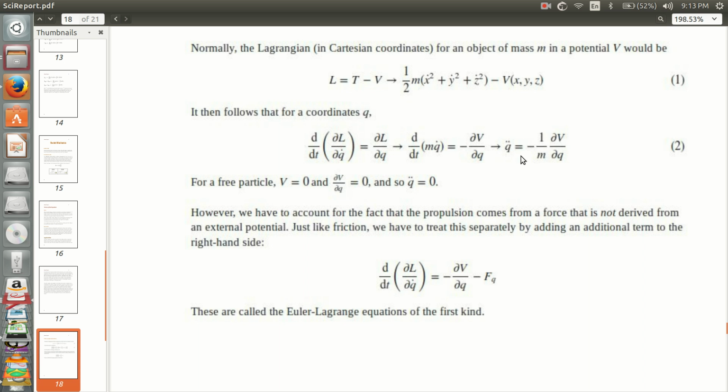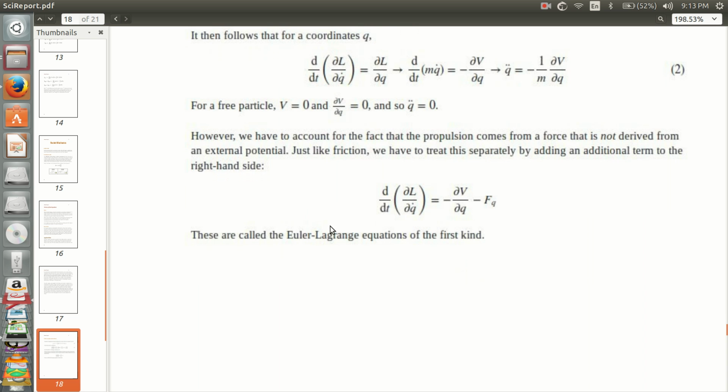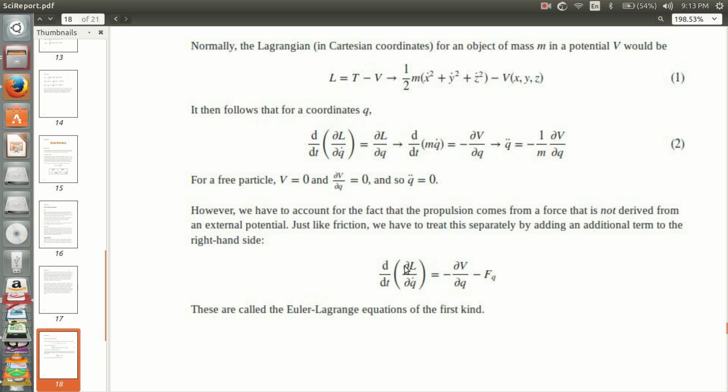For a free particle under no potential energy, V equals 0. In a similar way ∂V/∂q equals 0, and so q double dot equals 0. However, we have to account for the fact that the propulsion comes from a force which is not derived from an external potential, just like friction. So we have to treat this separately by adding an additional term to the right hand side, equal to minus Fq. So finally our rocket's equation of motion is given by d/dt (∂L/∂q dot) = minus ∂V/∂q minus Fq.